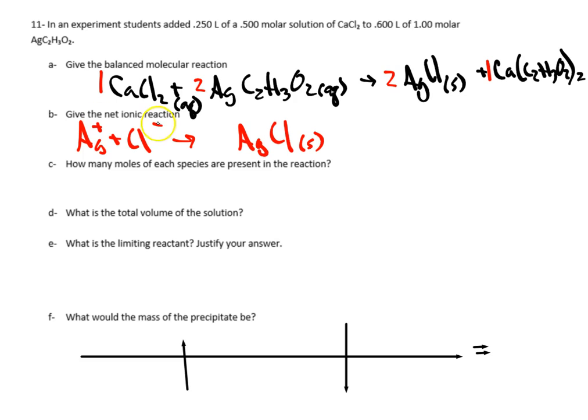So, it says how many moles of each species are present in the reaction. So let's do it. When it says this, it wants Ca, Cl, Ag, and acetate. We haven't been doing it that way, but that's okay. We can do it now. So we have this, we have to multiply, right? And that will give me the moles of CaCl2. When I take this number and times it by that, I get 0.125 moles CaCl2.